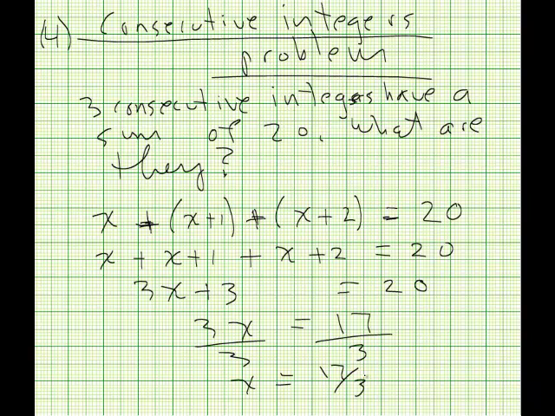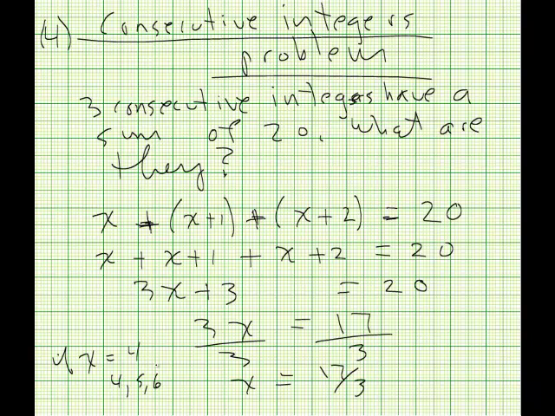So if you're confronted with a problem that asks 3 consecutive integers have a sum of some unknown number, you just set the first one equal to x, then the next one is x plus 1, the next one is x plus 2, then we add them, combine like terms, find out what x is, and then let's say if x was 4, that means the 3 consecutive integers would be 4, 5, and 6.